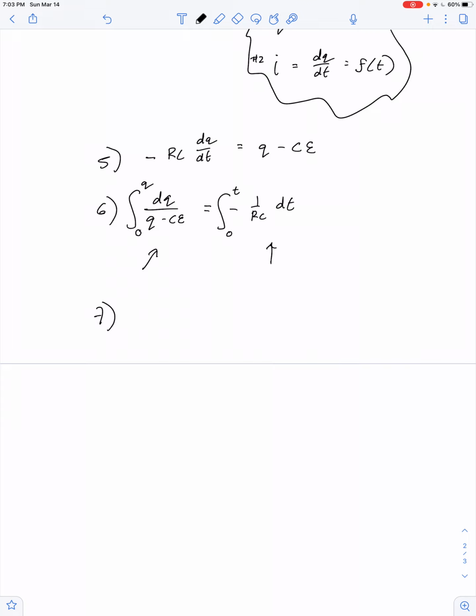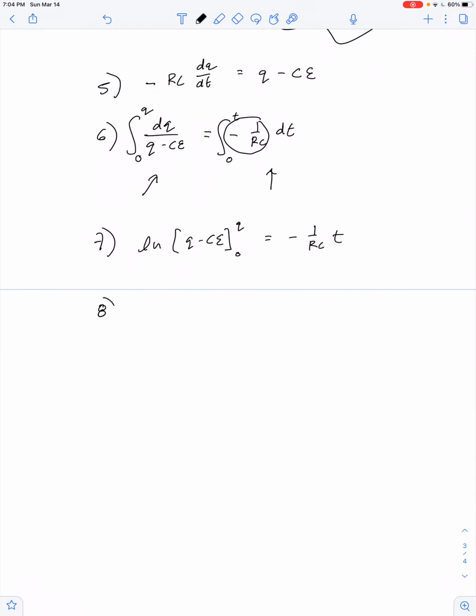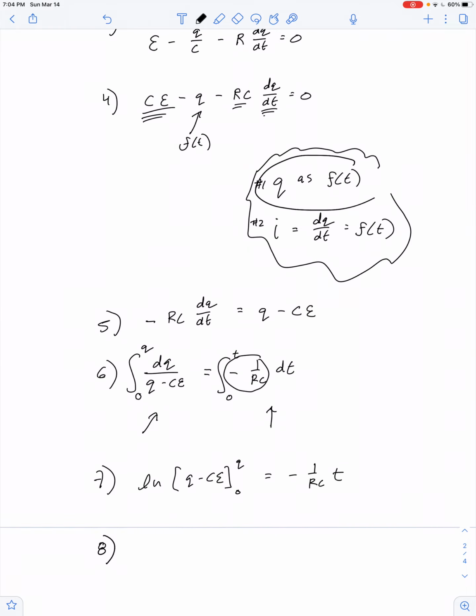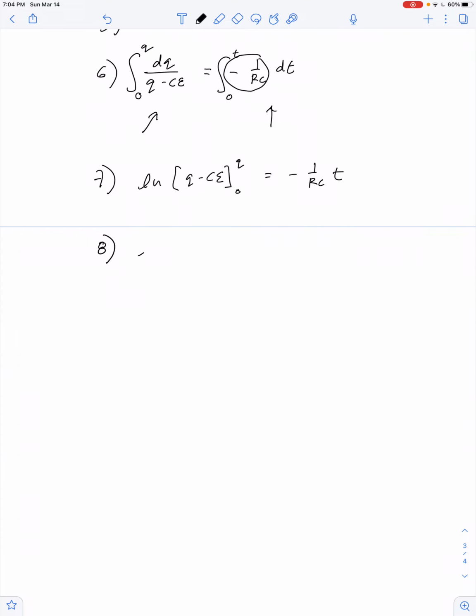And I think you recognize the solution to the integral expressed on the left side of the equation would be the natural log of q minus CE, and I have to evaluate that from 0 to q. On the right side, I can pull negative 1 over RC out of the integral, and then I'm just left taking the integral of dt from 0 to t, which is going to give me t. We've got a few more steps, and we'll get to the outcome we're looking for, so hang in there. Let's see, this is going to be the natural log of q minus C epsilon minus the natural log of negative C epsilon, and that equals negative 1 over RC times t. I guess a better way to say this is the natural log of q minus C epsilon over negative C epsilon.